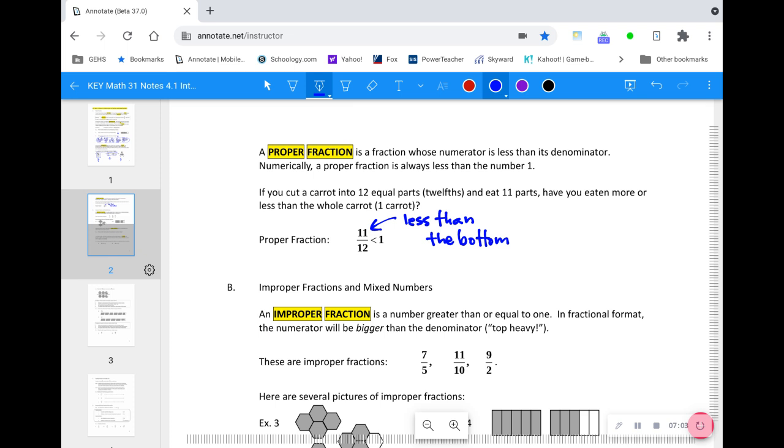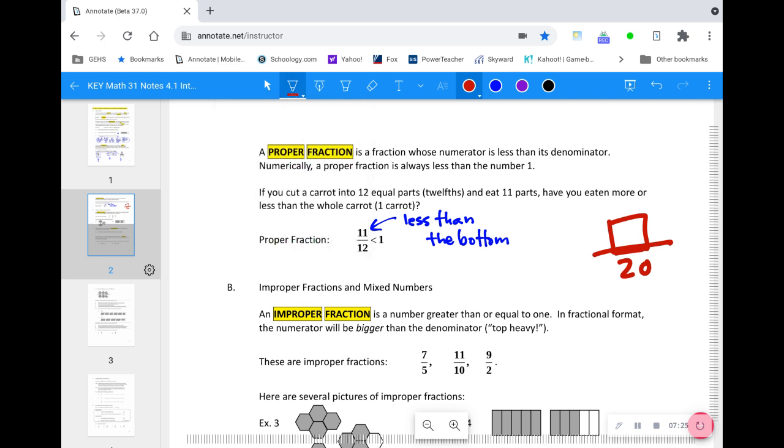That makes this a proper fraction. So if you're cutting something into 20ths, I'll give another example here. I'll do it in a different color. If you're cutting something into 20ths, then any number up here less than 20 will make this into a proper fraction.